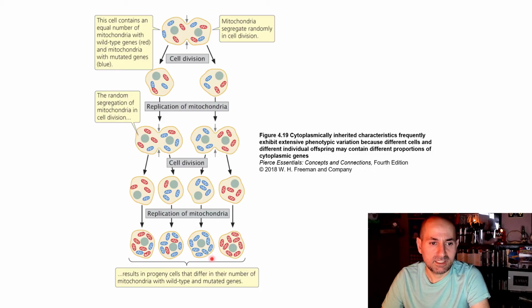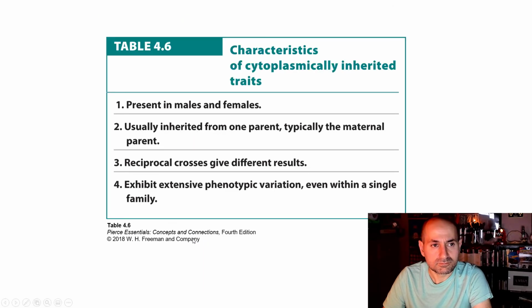So for example, what if this became an egg, right? What if this became an egg that was fertilized? In that case, this person would have mutated mitochondria, and there are actual genetic diseases, genetic disorders that you can inherit from such a case, from mutated mitochondrial genes, and this can have lifelong debilitating effects on the child. So again, cytoplasmically inherited traits are present in males and females, usually inherited from one parent, typically the maternal parent, especially if you're talking about the mitochondria.